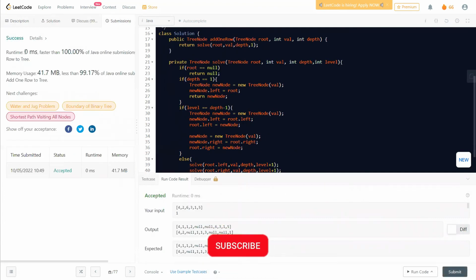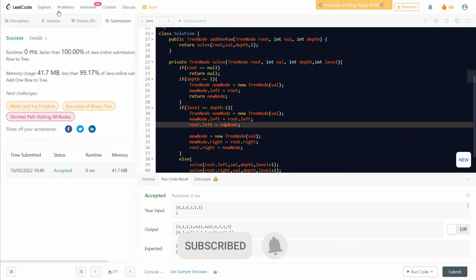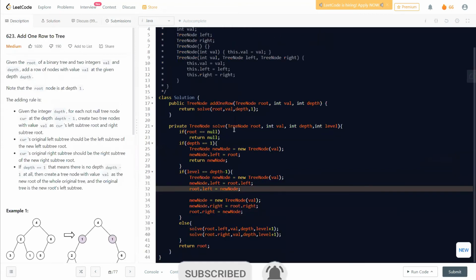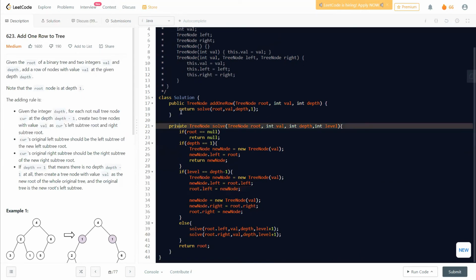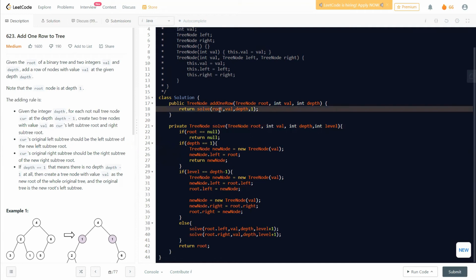And that's how you see it's a 0 millisecond solution. Let's quickly understand what exactly we did. We didn't do anything out of the box. We just followed whatever rules were given to us. We took an additional function, named it solve, and passed it the root, val, and depth, the 3 things given to us, and also a level that is initially 1.